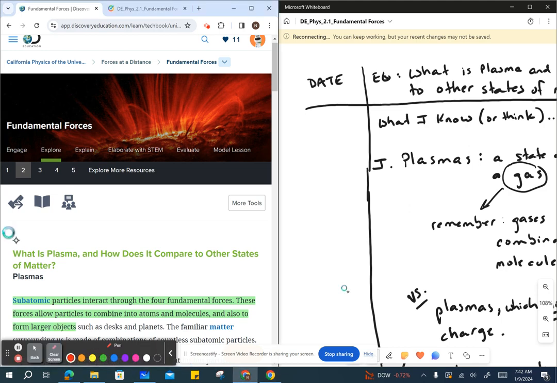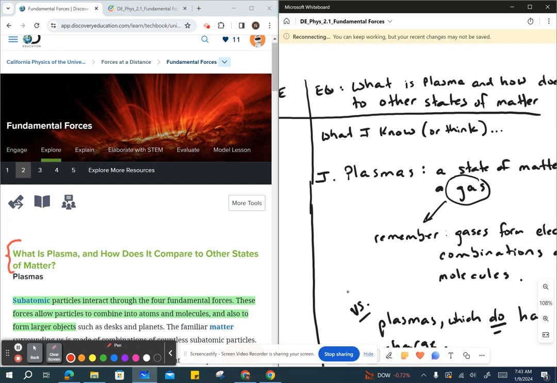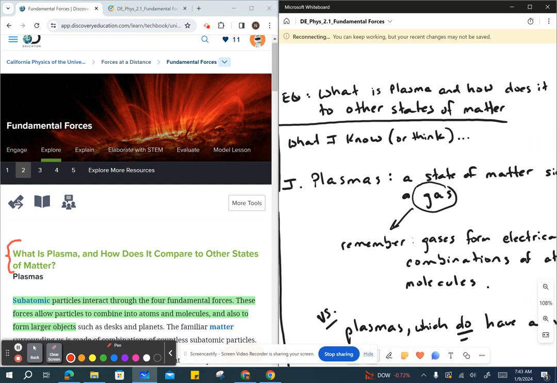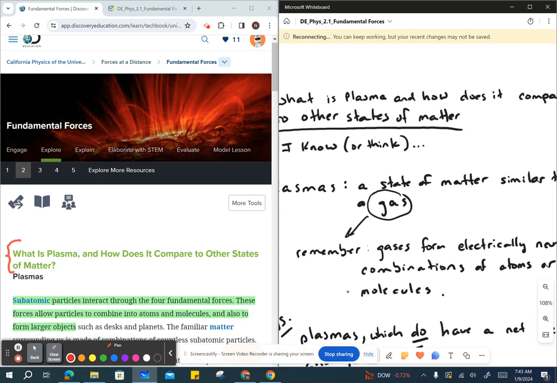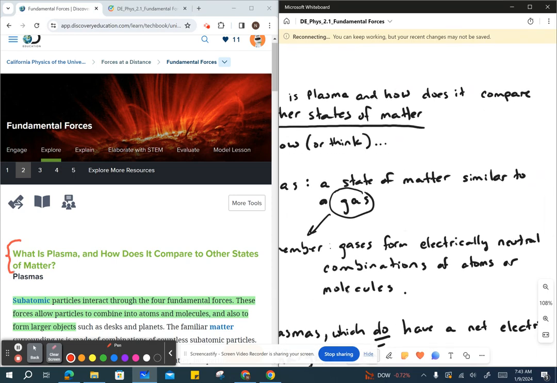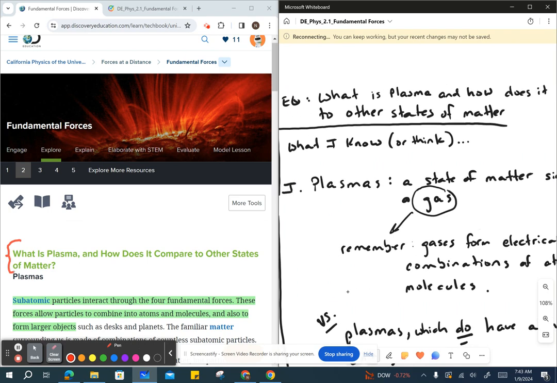Okay, our essential question is this green part right here. What is plasma, and how does it compare to other states of matter? Okay, and we've written that up here on our notes at the top. What is plasma, and how does it compare to other states of matter?